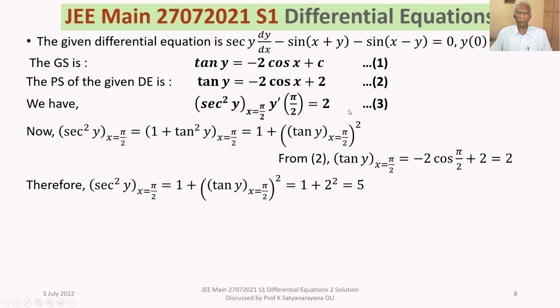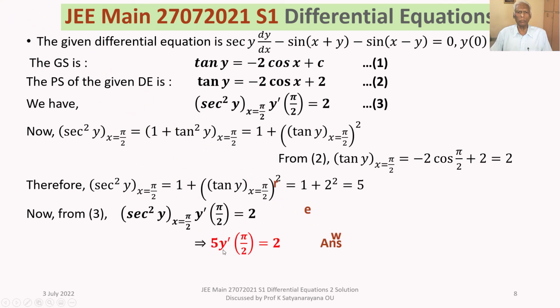So go back to 3. In secant square y at x = pi/2, that is 5, times y prime at pi/2 is 2. So we get 5 times y prime at pi/2 is 2. That's what precisely we want. We want the value of 5 times y prime when x = pi/2. So the answer is 2.